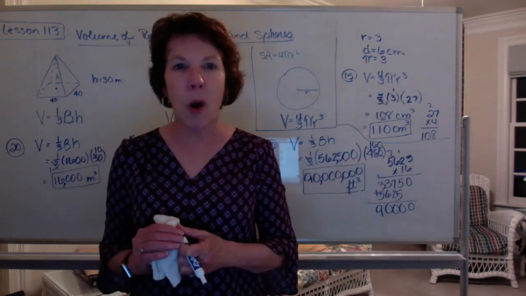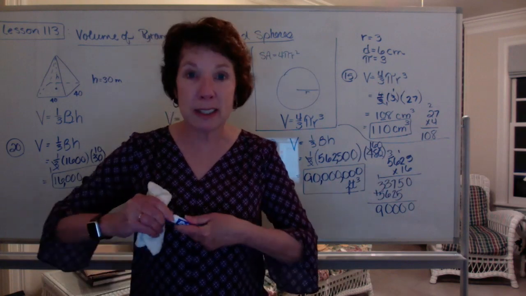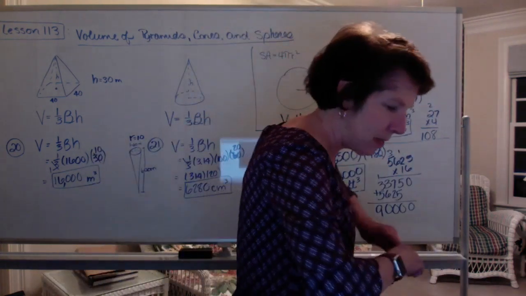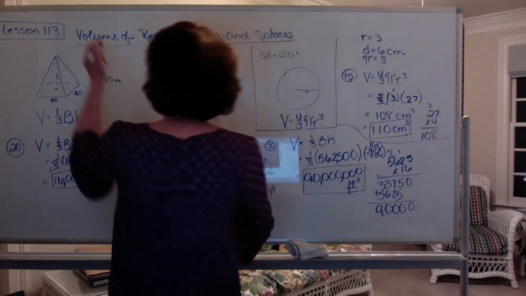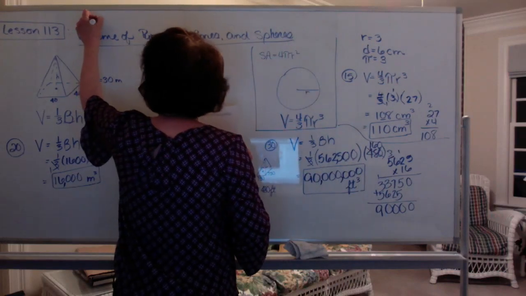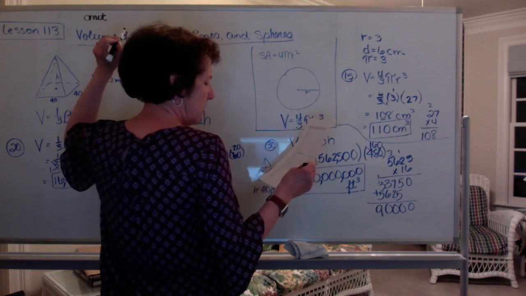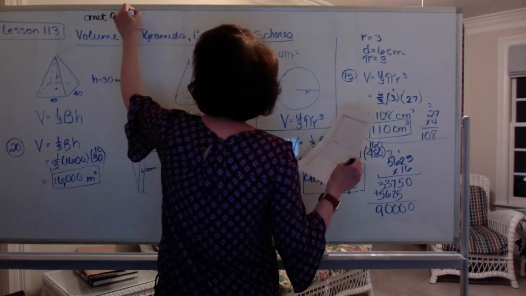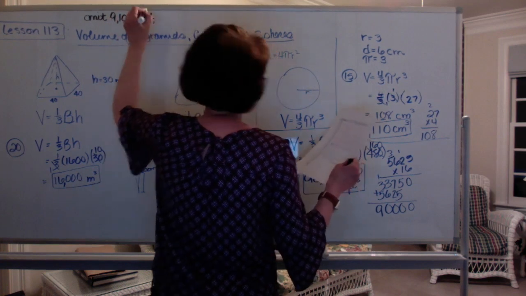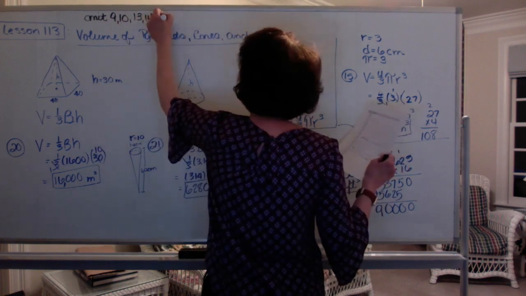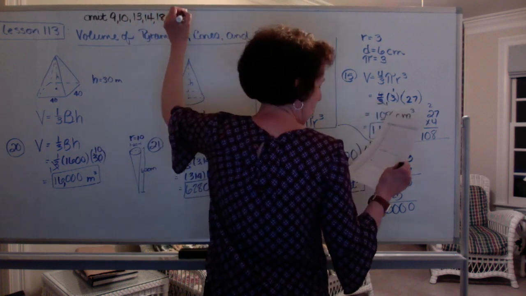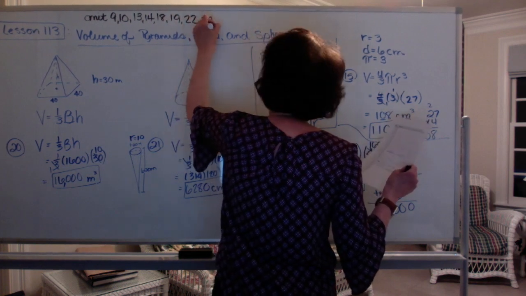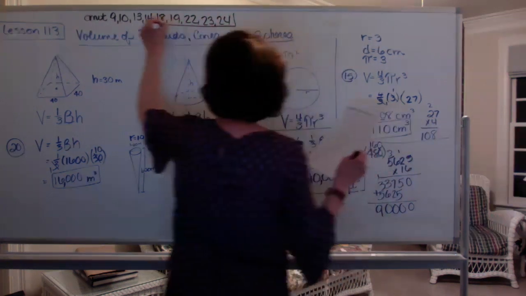Okay, now one last set of omissions for today. And let me go ahead and write that at the top. Okay, so for this lesson, our last omissions, we have 9 and 10. We have 13 and 14. We have 18 and 19. We have 22, 23, and 24. Okay, did those in black.